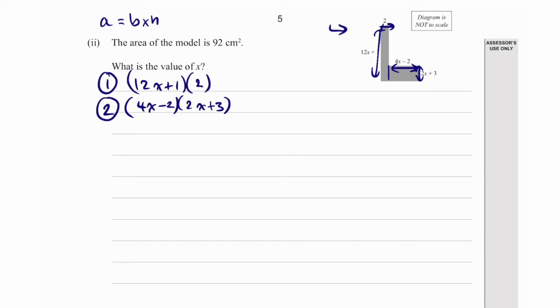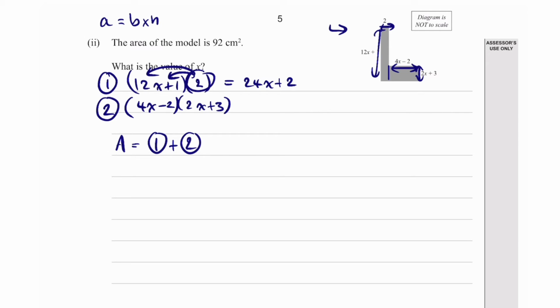Okay. So now the total area of the shape we know is going to be area is equal to the area of 1 added with the area of 2. Now let's expand these out, and then we can do our sum after that. So 12x plus 1 multiplied by 2. By expanding, we need to draw arrows like this. So we're going to multiply 2 by every term inside the brackets. So 2 times 12x is 24x, added with 1 times 2, which is 2.